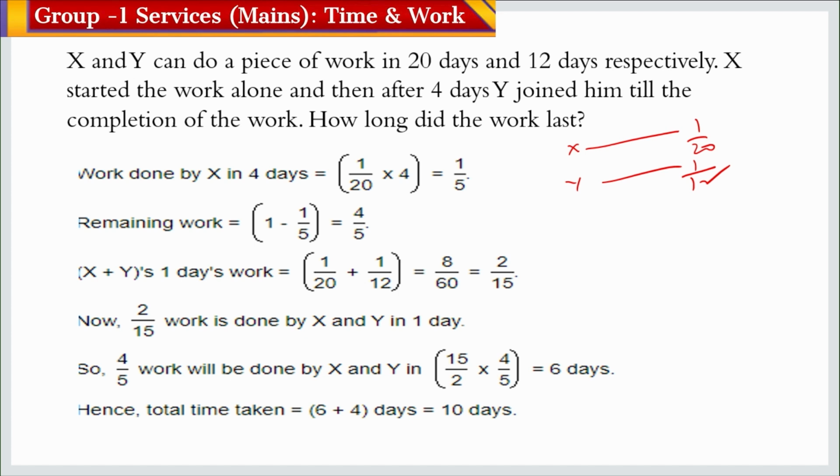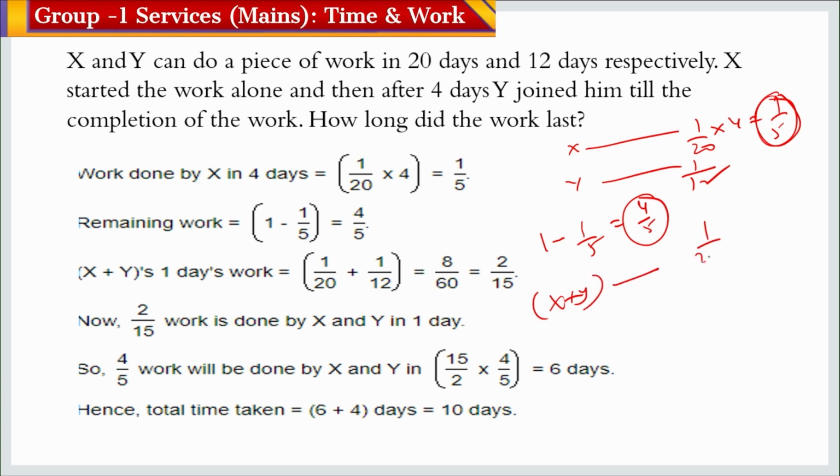So, here X works alone for 4 days, which means 4 into 1 by 20, that is 1 by 5. 1/5 of the work is done by him. So, 1 minus 1 by 5, that is 4/5 of the work remains, correct? Okay, X does 1 by 20. So, when X plus Y work together, 1 by 20 plus 1 by 12, LCM is 60, this is 3 plus 5, 8 by 60 or 2 by 15, correct? X plus Y's 1 day's work is 2 by 15.